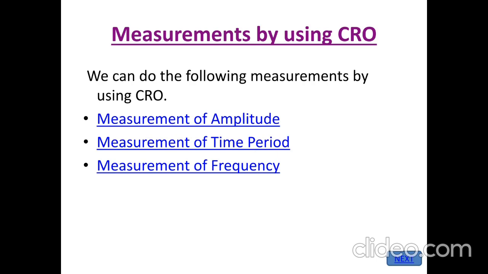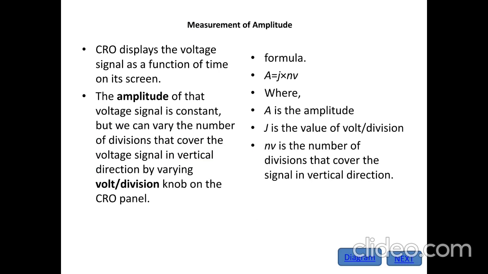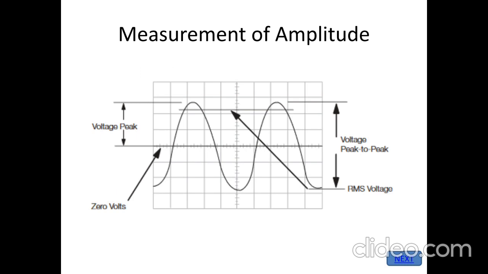Now the measurement of your amplitude. In the CRO, we will be having the amplitude measurement. My total amplitude will be the voltage peak to peak. How many blocks my signal is covering, that we have to count. And how many boxes it is covering, and how many divisions in the control panel, means how many voltage divisions there are, that we have to check.